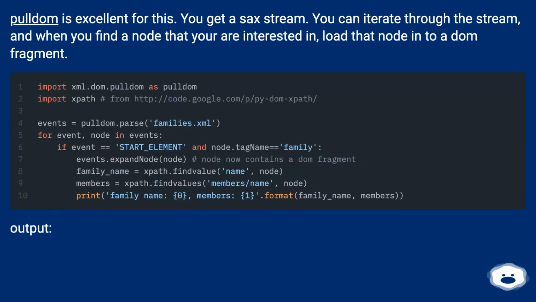Pulldown is excellent for this. You get a SAX stream. You can iterate through the stream, and when you find a node that you are interested in, load that node into a DOM fragment.